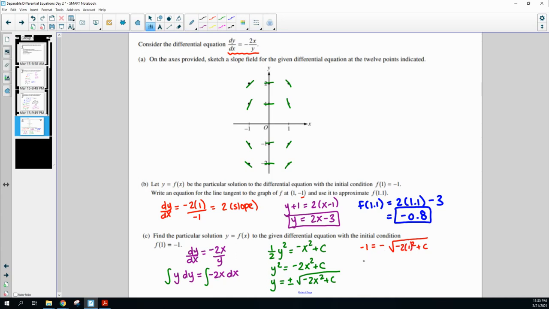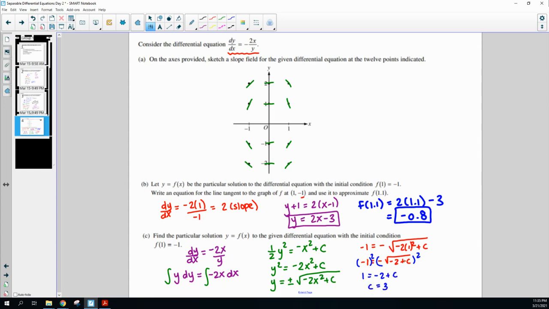So we end up with -1 equals negative square root of negative 2 plus c, because we squared that one. So now we're going to square both sides. Negative 1 squared is just 1. When I square this negative, it becomes positive, and when I square the square root, it goes away. So I have negative 2 plus c. So I end up getting that c is equal to 3.